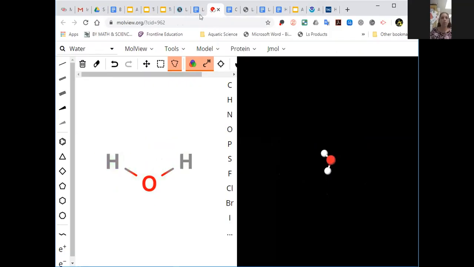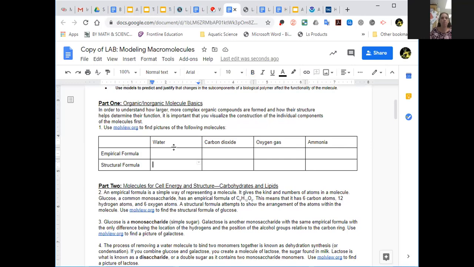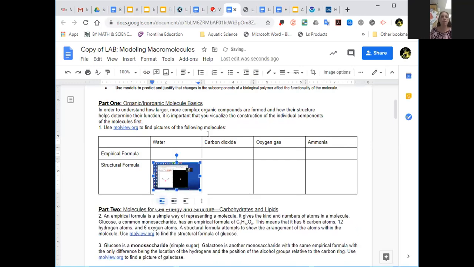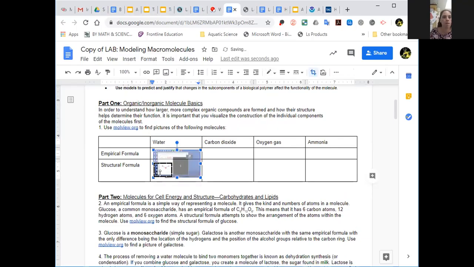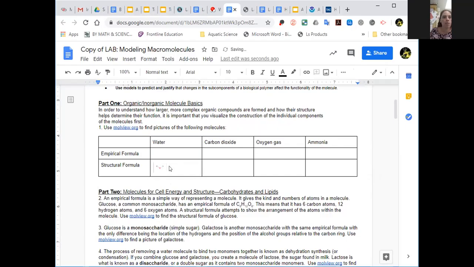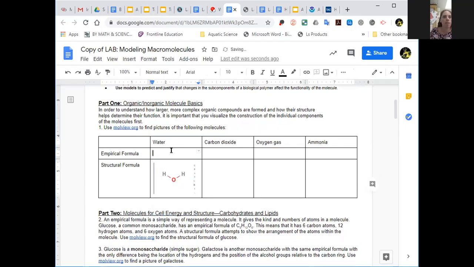So I'm going to take a screenshot of that and paste it here. And then I'm going to edit because I don't need everybody seeing my entire screen. Empirical formula, if you remember from chemistry, is the letter abbreviations. In this case, water is H2O. So you'll need to go through and find pictures of carbon dioxide, the oxygen gas, and ammonia using MolView.